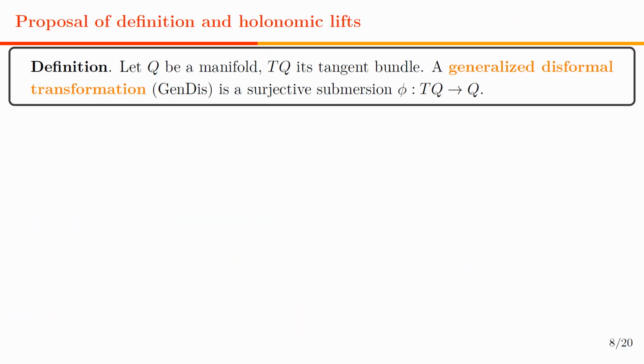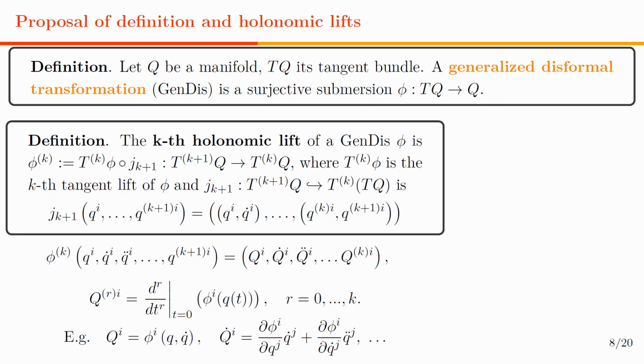Now, our proposal of definition of generalized disformal transformation in geometric mechanics is a surjective submersion from the tangent bundle of a manifold to the manifold. This map plays in our study exactly the role that a diffeomorphism of the manifold would play. So this is quite a non-standard object, because in particular it's not a diffeomorphism, it involves a change of order from target to domain. And this map in particular is not a base-point preserving map. It's an arbitrary map from TQ to Q.